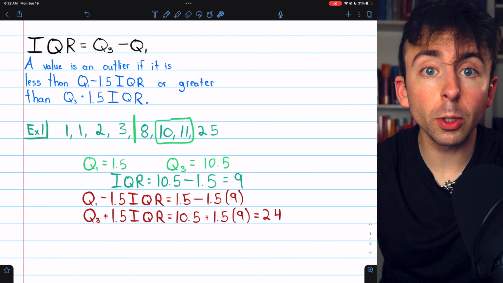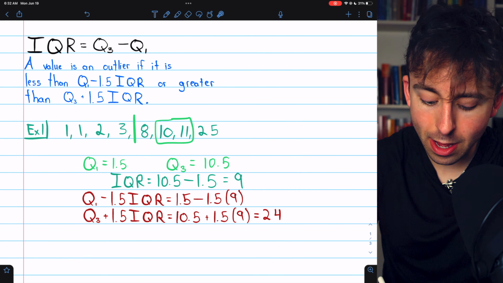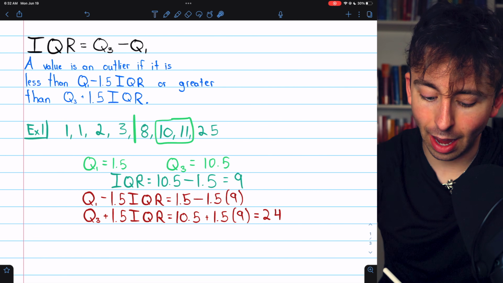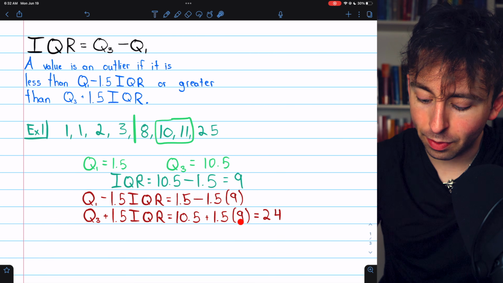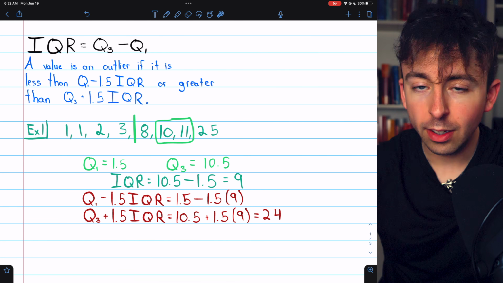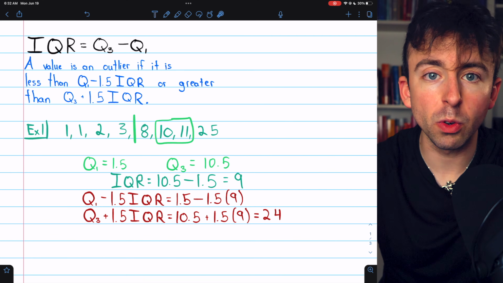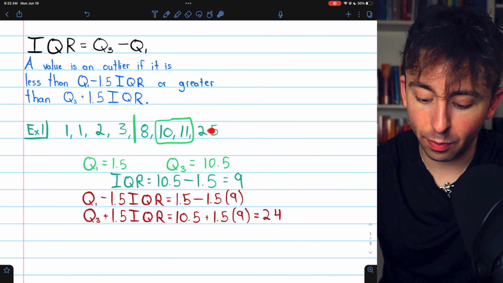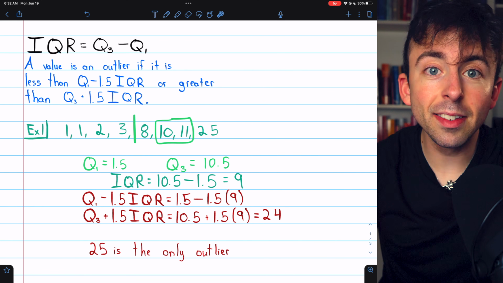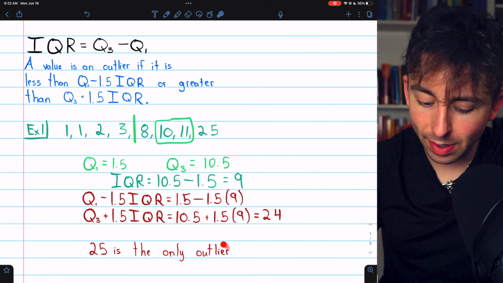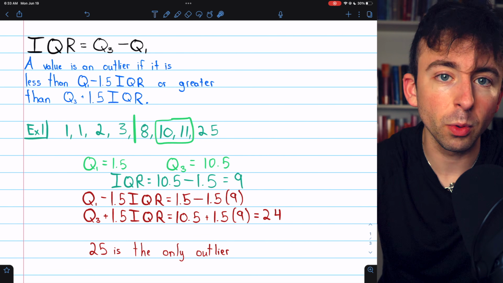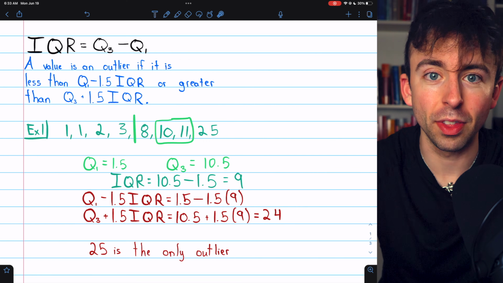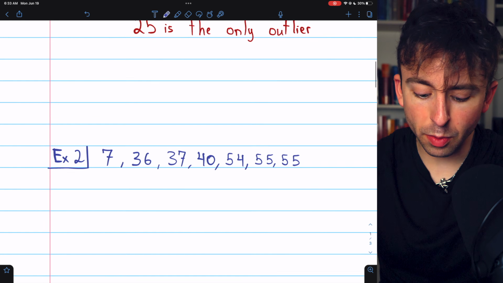Next, we'll look for upper outliers, so that's Q3 plus 1.5 times IQR. Q3 is 10.5 plus 1.5 times the IQR, which is 9. This equals 24. So do we have a value greater than 24? Yes, we do. We have 25. So that is an outlier, and we can say 25 is the only outlier in this data set, at least using this rule of thumb, which is really all it is. It's just a rule of thumb. That's it for example 1. Let's move on to example 2.